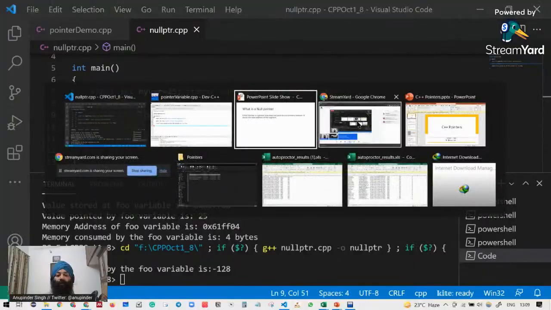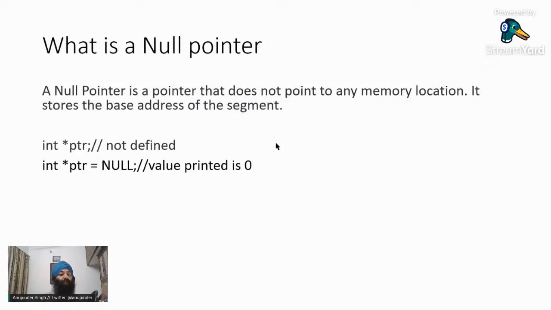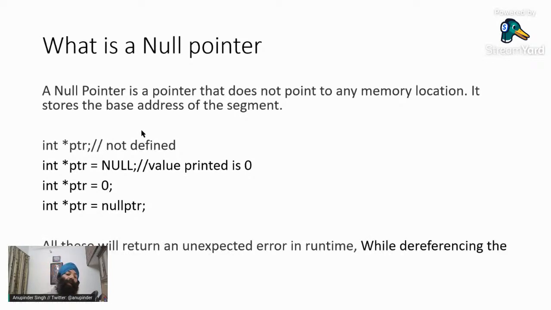So I hope I am able to make my point clear with the null pointer part, right? Any pointer which has been left null is going to give you an unexpected error at runtime because of the garbage value pointed to by the particular pointer, right? So what are the cases when the pointer is going to be pointing to null?